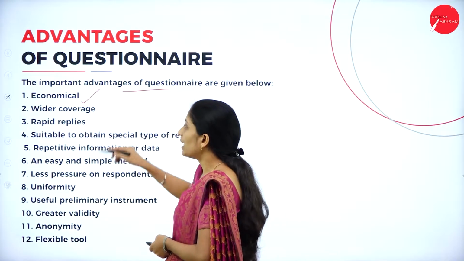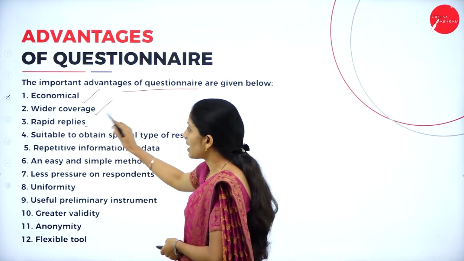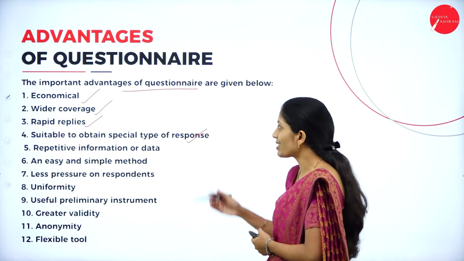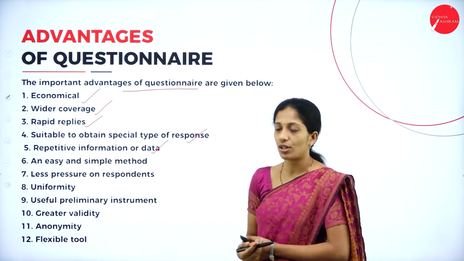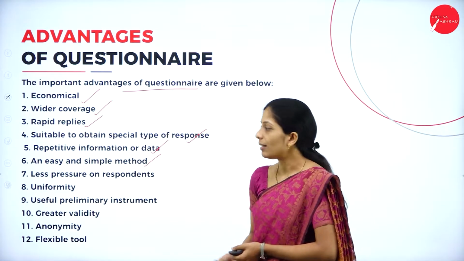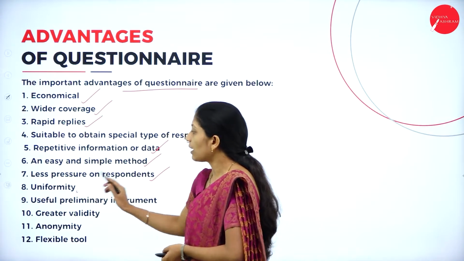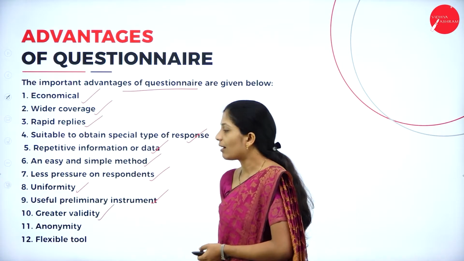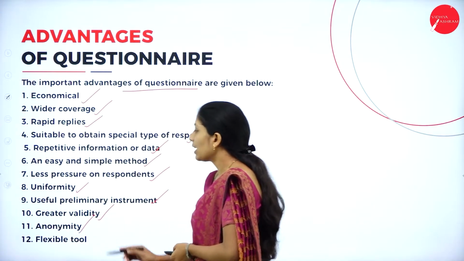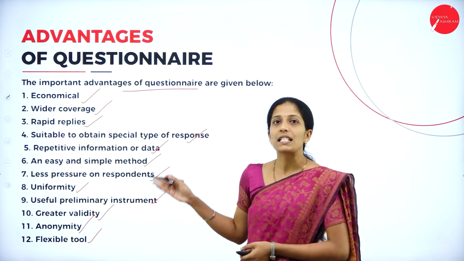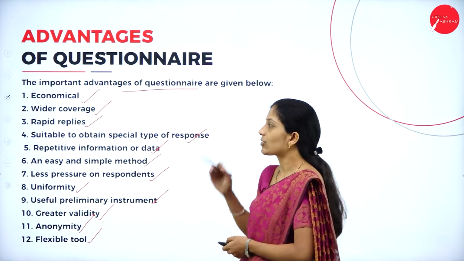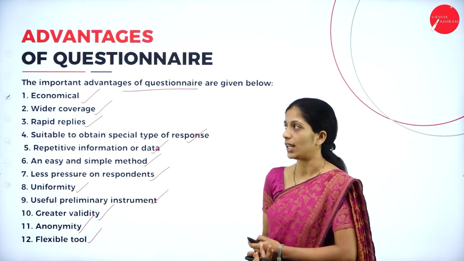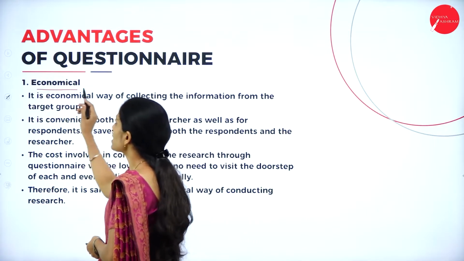The first one is economical, second is wider coverage, third is rapid replies, fourth is suitable to obtain special type of response, fifth is repetitive information or data, then an easy and simple method, less pressure on respondents, and the eighth advantage is uniformity, ninth is useful preliminary instrument, 10th is greater validity, 11th is anonymity, and 12th is flexible tool. These are the advantages of questionnaire. Let us discuss each point in detail, how the questionnaire is advantageous to the researcher as well as the respondent. Now coming to the first advantage, it is economical.